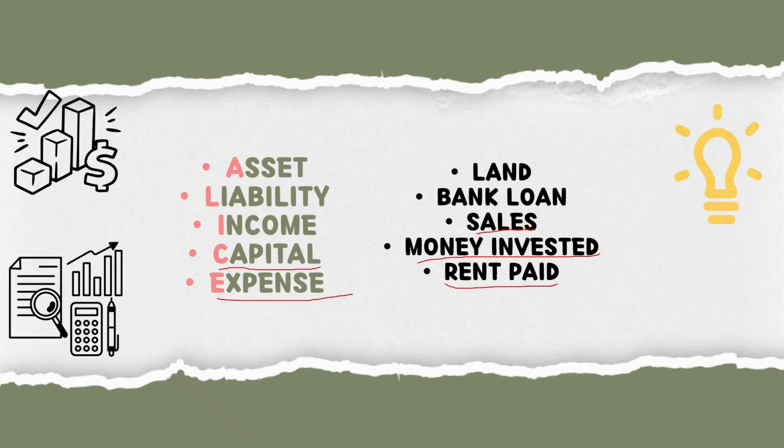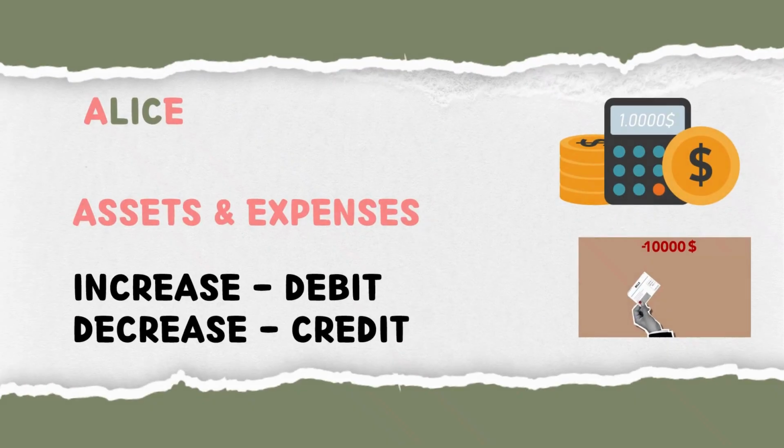Now, let's see how we use each of these items A, L, I, C, and E in preparing a journal entry. So under Alice, A and E, they have the same behavior, that is assets and expenses. So what do I mean by same behavior? When assets and expenses increase, I debit them in a journal entry. When assets and expenses decrease, I credit them.